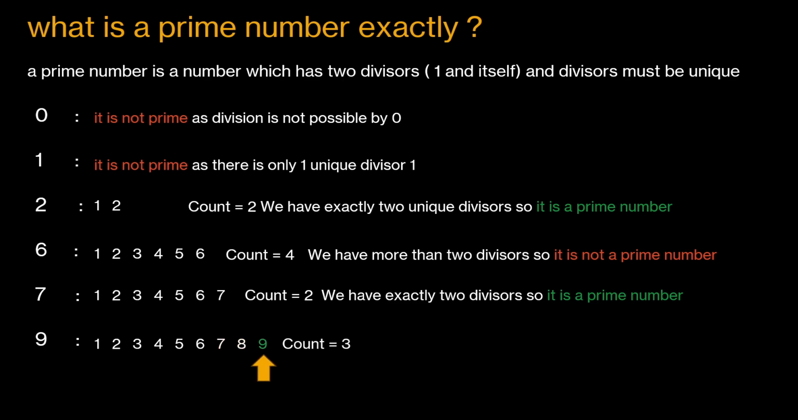So 1 and itself are always divisors of a number if you observe properly, except for 0 and 1. For number 2, 1 and itself are its divisors, for 6 also 1 and 6 are its divisors, for 7 also 1 and itself 7 are its divisors, for 9 also 1 and 9 are its divisors. So 9 is not a prime number because we have 3.